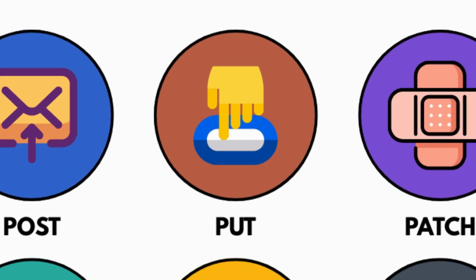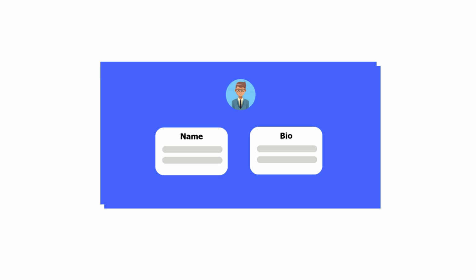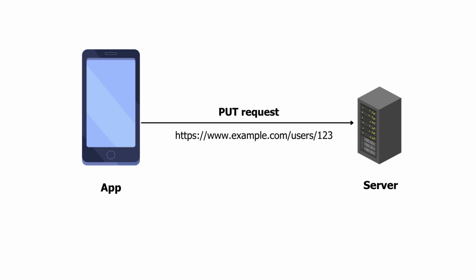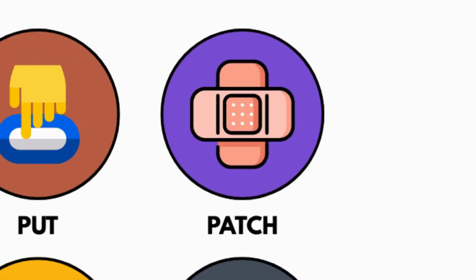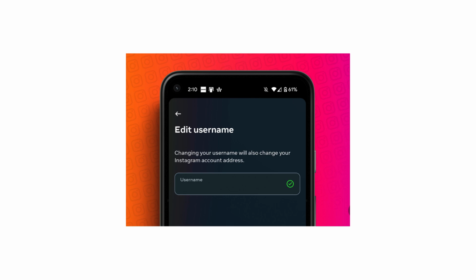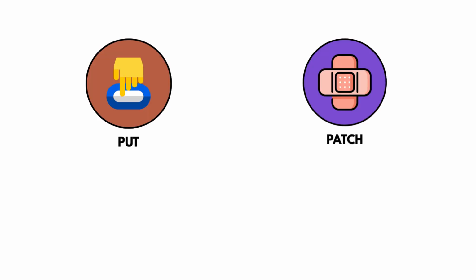Now, PUT and PATCH are both used for updating data, but they work differently. PUT replaces existing data completely. For example, if you edit your entire profile, name, bio, and profile picture, the app sends a PUT request with the full updated version, and the server overwrites the old one entirely. PATCH, on the other hand, updates only part of the data. If you just change your username, only that small piece is sent and updated. So, PUT is like saying replace everything, while PATCH is saying just fix this one part.